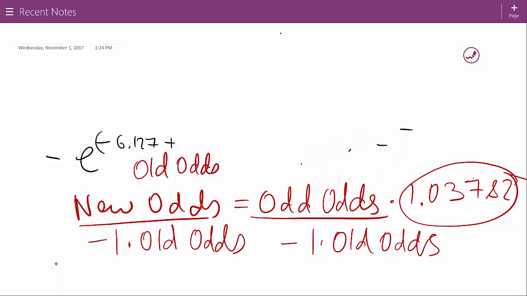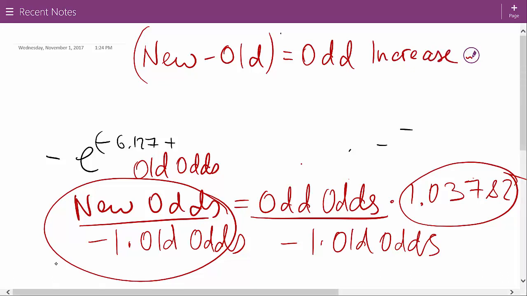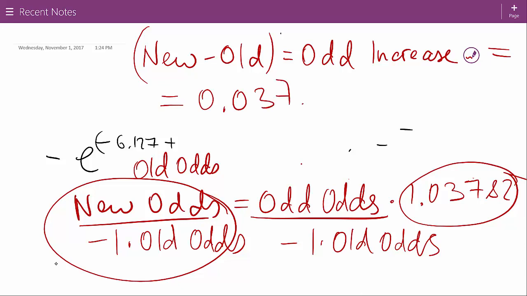Okay. So what I'm going to get on the left side is new minus old, or in other words, the increase in my odds. Odds increase going from my income to income plus 1, by getting an extra $1,000 from my employer. And at the same time, it's equal to 1.03782 times old minus 1 times old, which gives me 0.03782 times old odds.